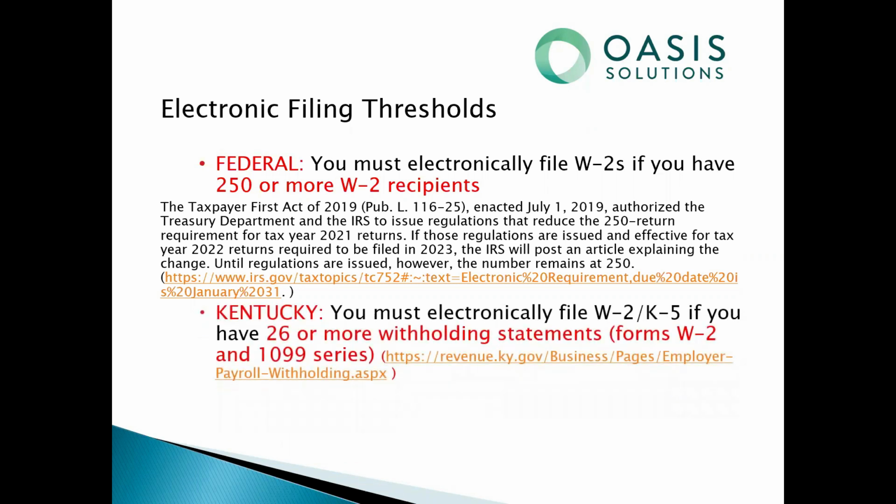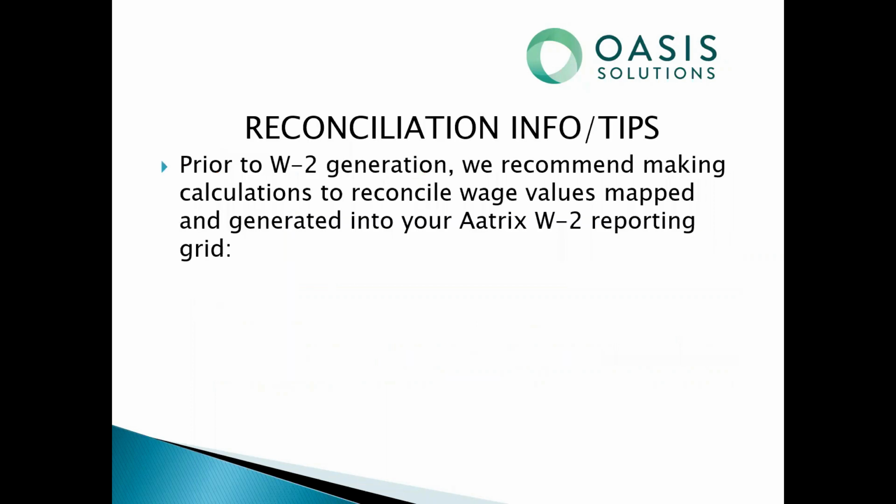As far as Kentucky is concerned, on the state side, if you have 26 or more withholding statements, and that could be W-2s, of course, or if you have any 1099s where you've had withholding, if you have 26 or more of those forms combined, then they do require you to electronically file. And I also included the link where I found that information. I'm not sure about other states, so you might need to check with your state agency or your CPA if you need to know the electronic filing thresholds for other states.